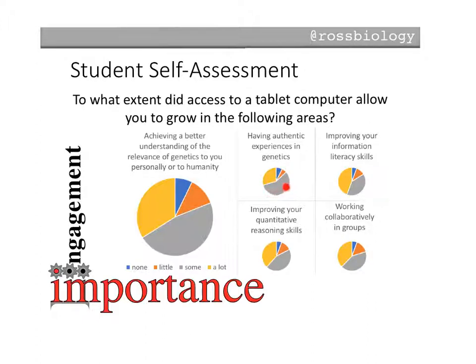The majority of the students said they felt like using a tablet computer helped them some or a lot. Improving information literacy skills, accessing information online and judging its relevance, a lot of some and a lot. Quantitative reasoning, that was those videos helping them learn how to use Microsoft Excel or Google Sheets to analyze data. Huge effect there on students, and using those video jigsaws and other in-class approaches, working collaboratively in groups, over 75% of the students said that helped them grow some or a lot.